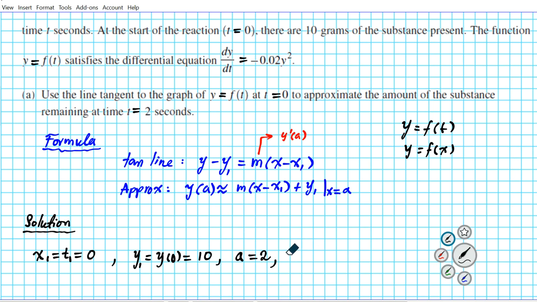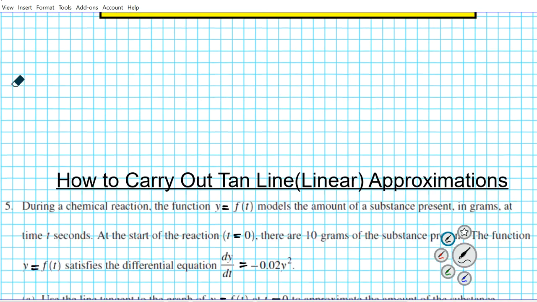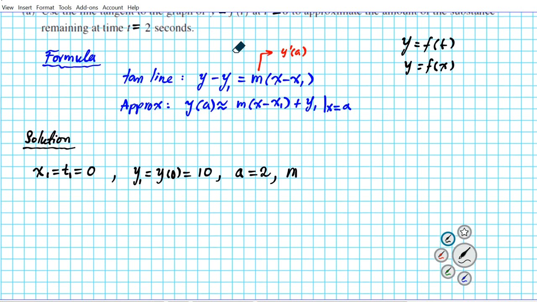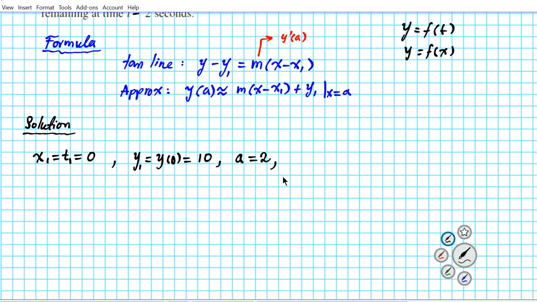And then we need m. m is basically going to be our derivative at t equals 0. So let's go ahead and carry out that calculation. I'm going to do it over here. So to find m, our m is simply y prime of 0. Okay, so we are still using t1. We don't use this a until we get to the end.